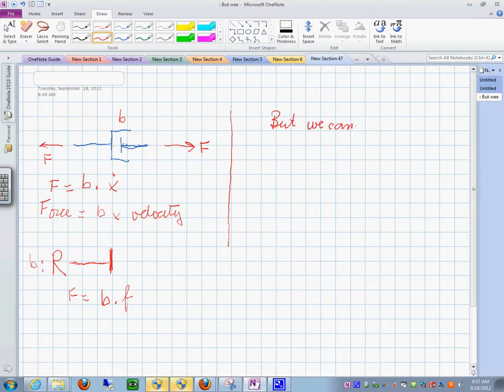But we can write the equation as, isn't it true, you could say that x dot is equal to 1 over B times F, right? This is correct also. If this is true, then we are saying velocity is equal to a constant, which in this case is 1 over B, times force.